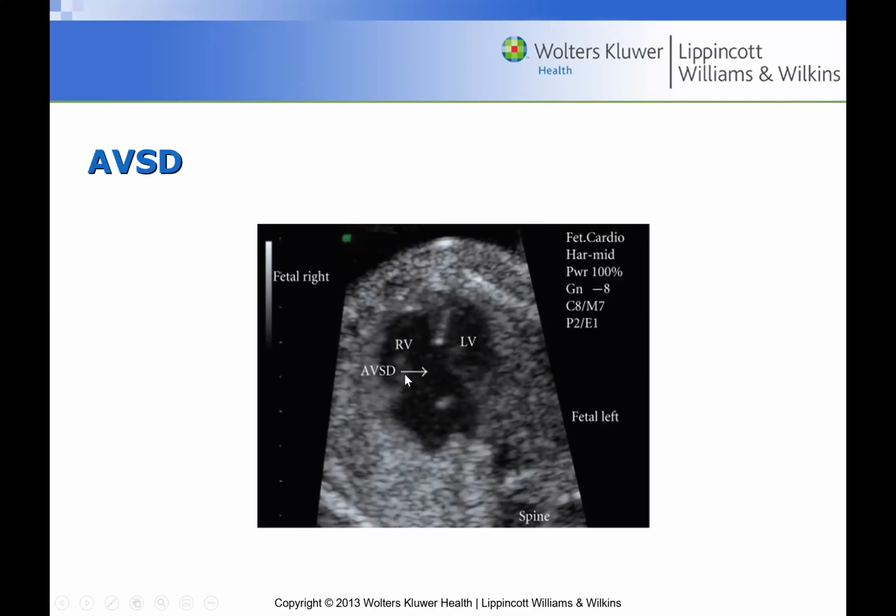Here's a better one. You can see there's just a huge hole in the middle of the heart. Most of these have a chromosomal abnormality too.